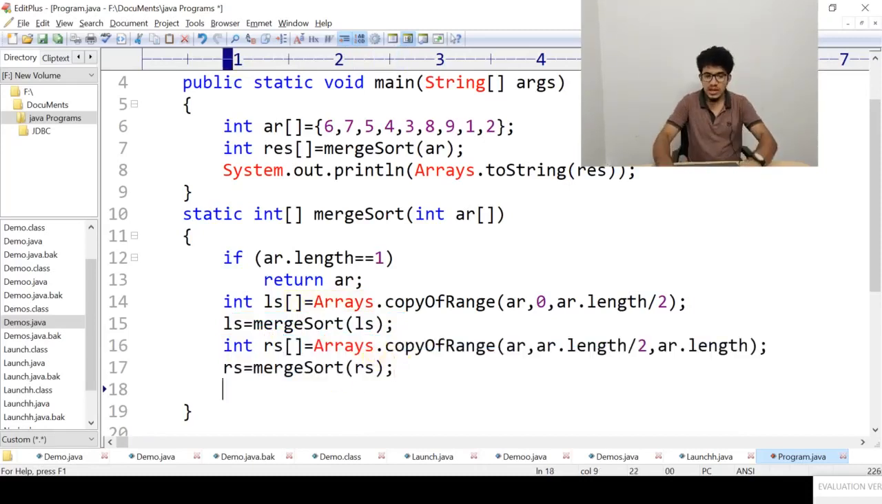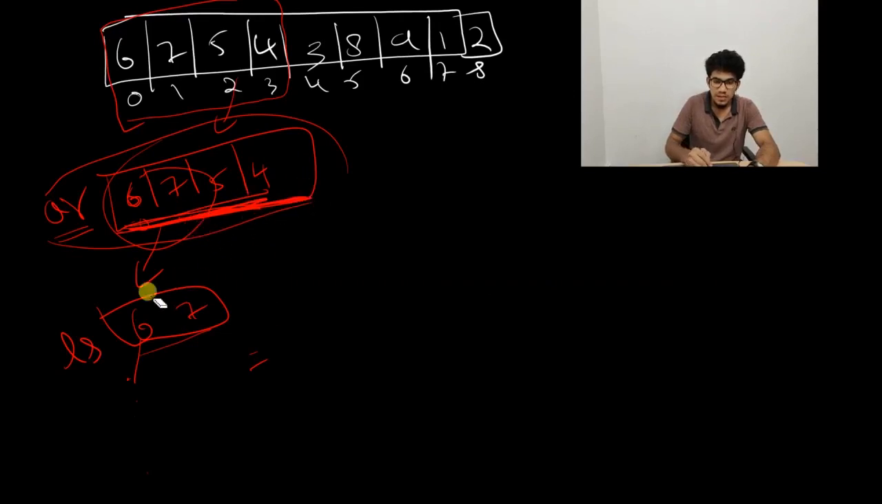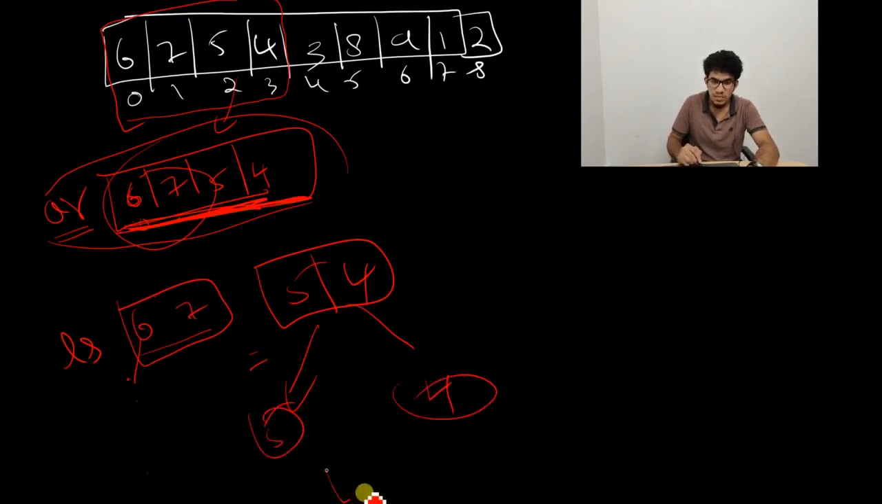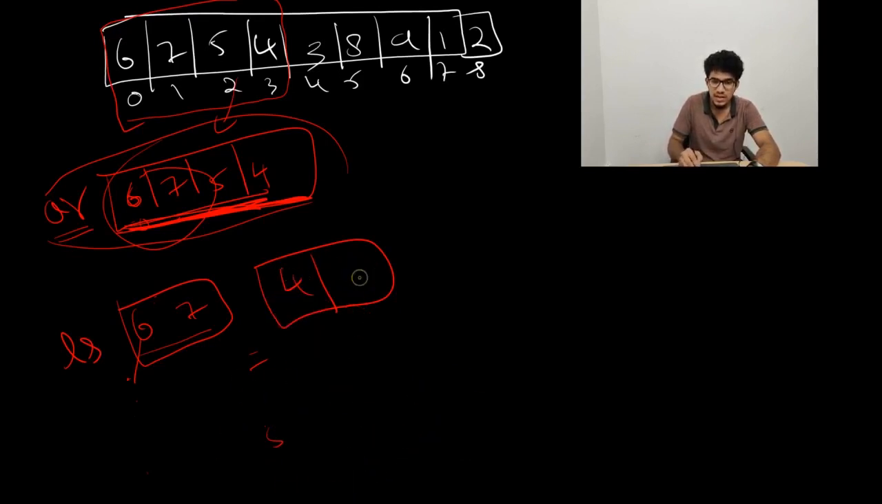Once the recursion call is done, I have to create one CR. Because here I have the left side as 6 and 7. Here I have the split part, 5 and 4. But when I start to merge them, 4 and 5 is returned back. So 4 and 5 will be here like this. Now my left side is completed and my right side complete recursion call is completed.